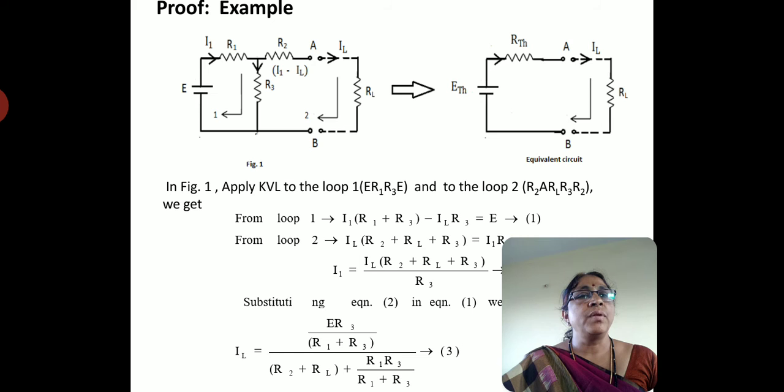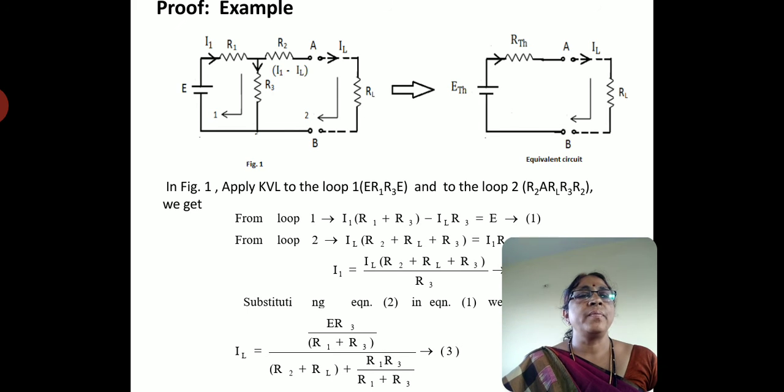So as I have represented the direction of the loop 1 from R1, R3, E and R1. And also in loop 2 I have represented the direction as R2, RL, R3, then R2. Finally, we are going to reduce this kind of circuit into an equivalent circuit, means finally we are going to reduce it with a single voltage source and a single impedance.